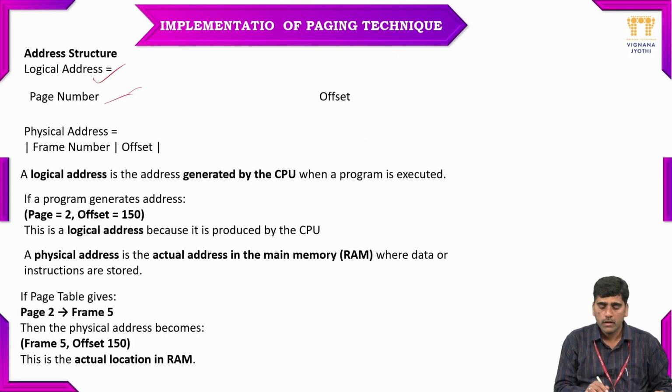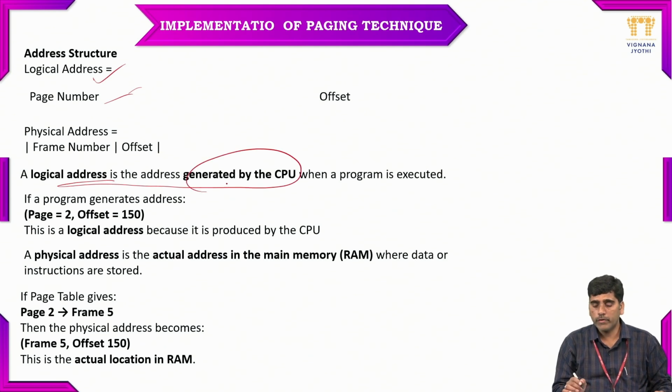So a logical address is the address generated by the CPU. We already said that when a program is executed, a logical address is automatically generated. That logical address contains the page number and offset, right? Once the CPU generates that logical address, with this we have to form the physical address.